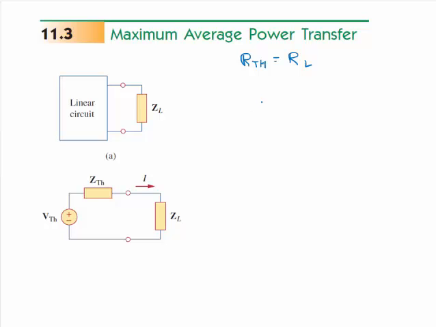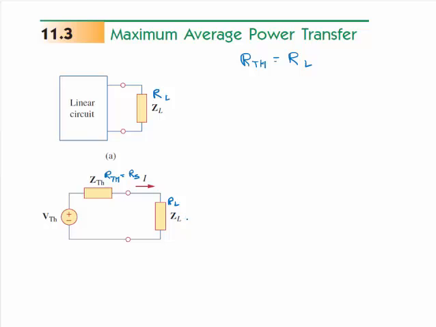So let's just refresh your memory on doing it with a resistive circuit. If this was a resistor here, R load, and R Thevenin, which I can also just call the resistance of the source. How is it that we proved that maximum power transfer to the load occurs when the source resistance or impedance equals the load resistance or impedance?